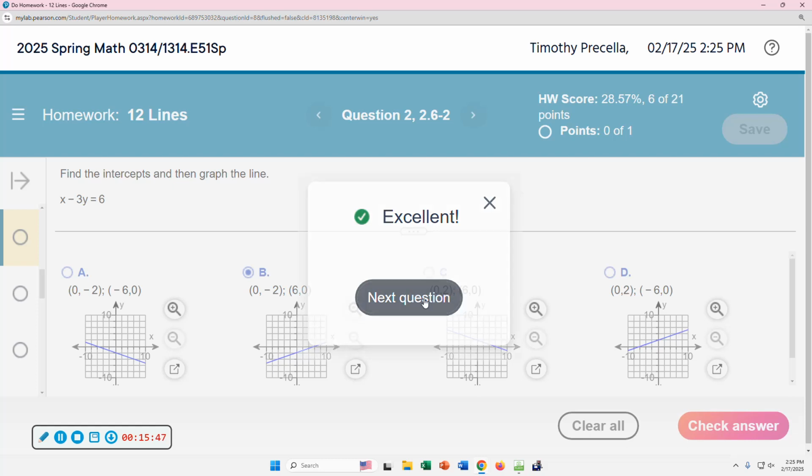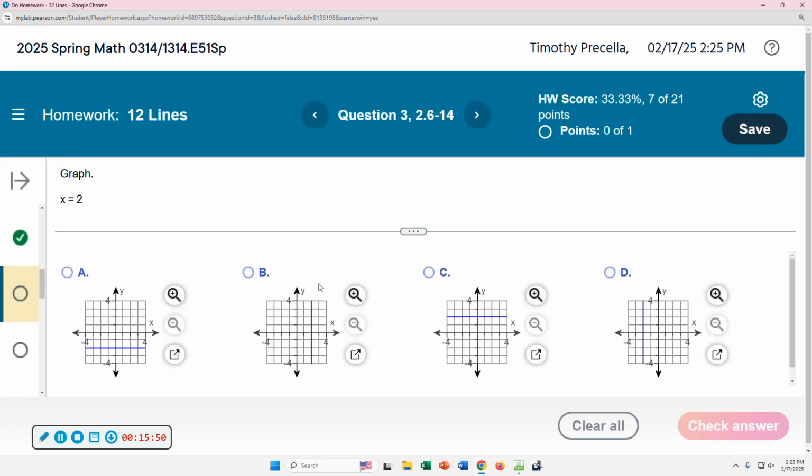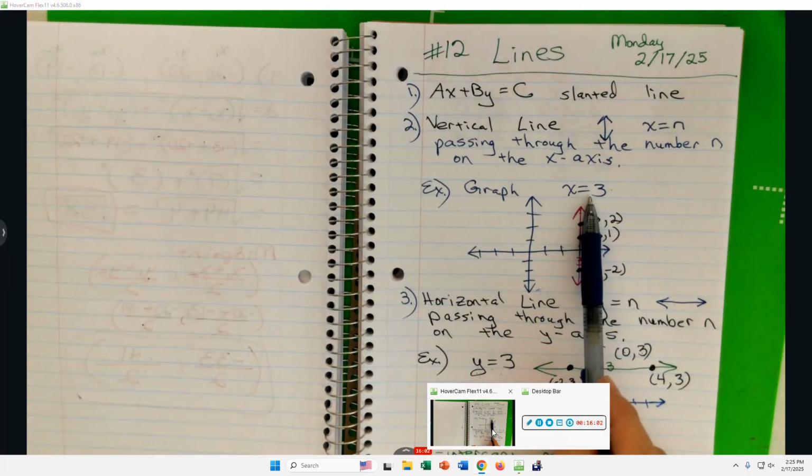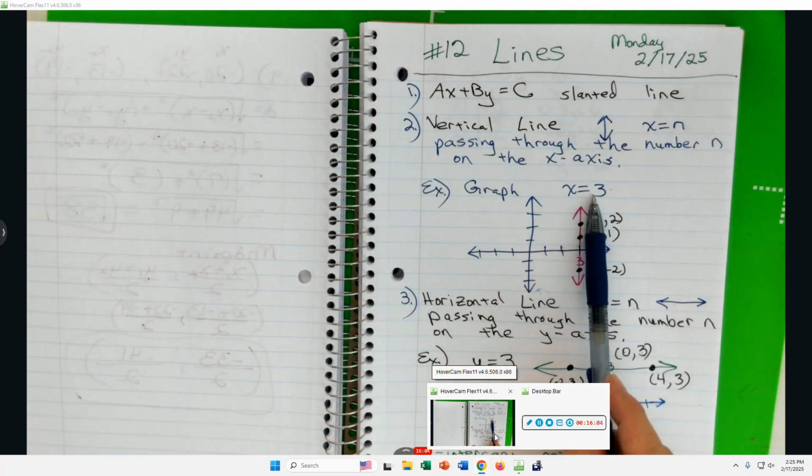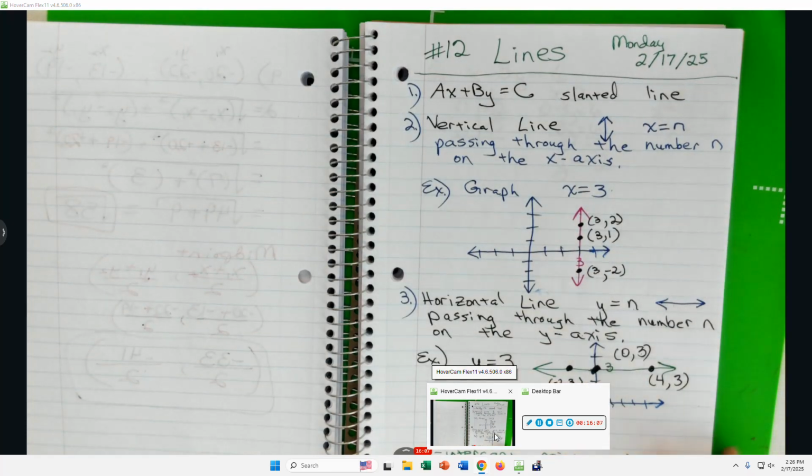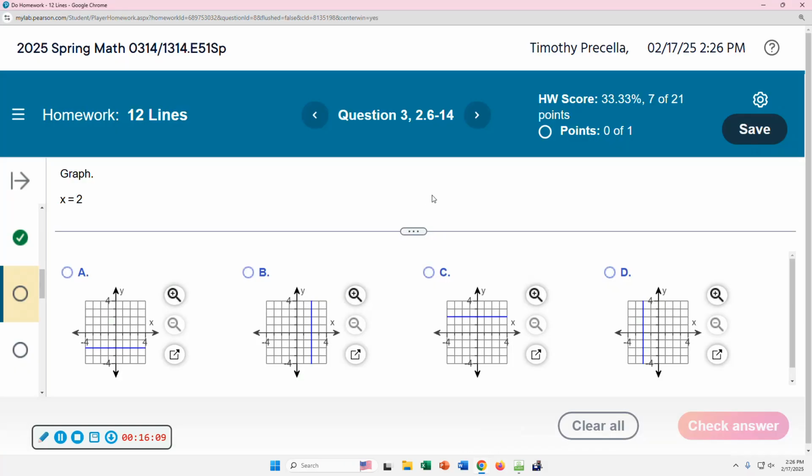Number 3. Why did I need to make up those special cases a moment ago? Look at that. They want us to graph. I made up x equals 3 here. But what are they giving us for number 2? What's the problem they're giving us? X equals 2. Is it going to be vertical or horizontal? We can analyze the graph and pick out the response, I think, without showing any work. Will it be vertical or horizontal?